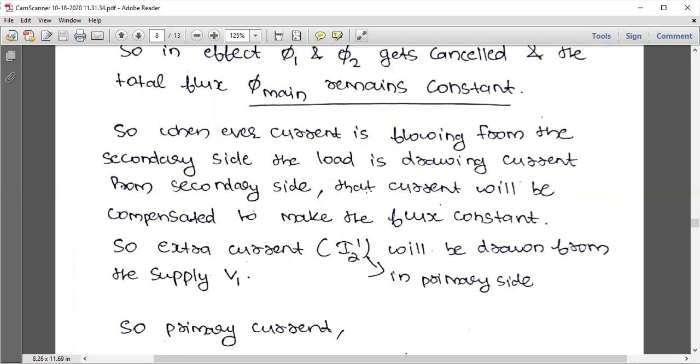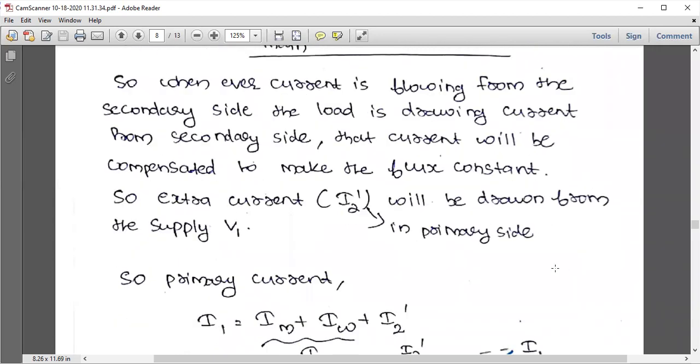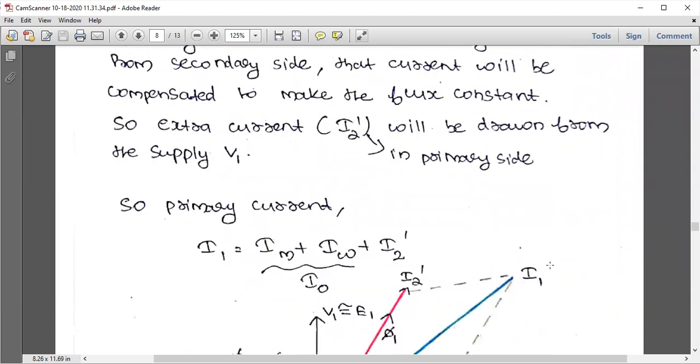What actually is happening is, due to the current I2 flowing in the secondary, a flux phi 2 is formed. So phi 2 will come, phi 1 will come, they will cancel out each other. So what eventually is happening is, in order to compensate the current I2, another current I2 dash will flow in the primary. That is, an extra current I2 dash will be drawn from the supply V1 on the primary side. It is done to compensate, that is to make the flux constant.